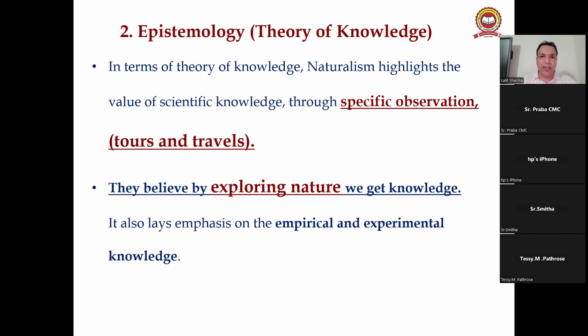Epistemology, what is it? Theory of knowledge. From where we get knowledge. Naturalist says that in terms of a theory of knowledge, naturalism highlights the value of scientific knowledge through observation, tours and travels. Okay, we get the knowledge through tours and travel, specific observation. They believe by exploring nature, we get the knowledge. It also lays emphasis on the empirical and experimental knowledge.